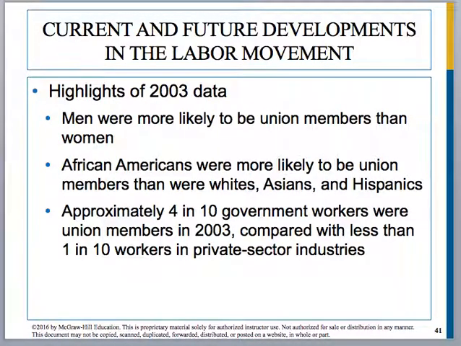Highlights in the 2003 data show that men are more likely union members than women. African Americans more likely to be union than other groups. Approximately 4 in 10 government workers were union in 2003, compared with less than 1 in 2 that were in the private sector. And that is where my biggest concern is that as we increase the number in our government sectors, we are decreasing in our private sectors. And there are more private sector jobs than public sector jobs.